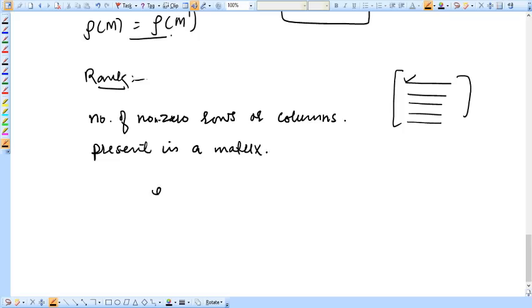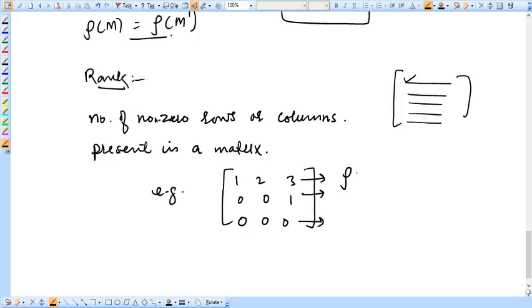For example, we are having a matrix 1 2 3, 0 0 1, 0 0 0. So here you see there are only two non-zero rows, the third row is 0, right? The third row is a 0 row, and we are having only two non-zero rows. Therefore we can say rank of this A is equal to 2, and this matrix is also in echelon form.